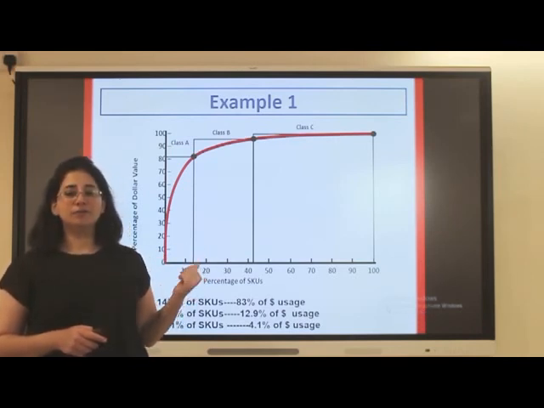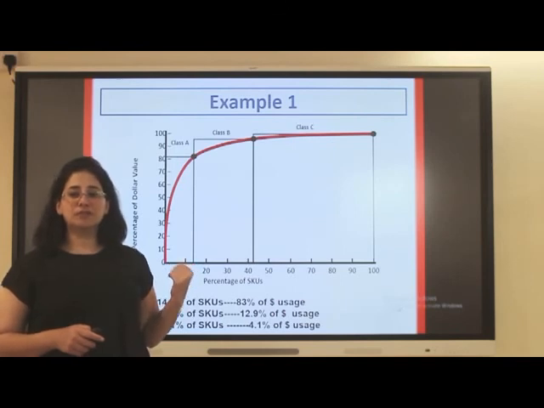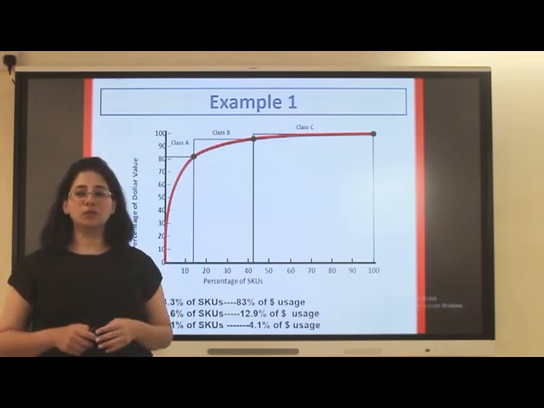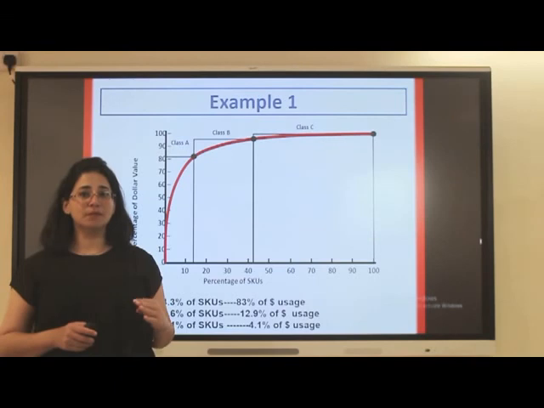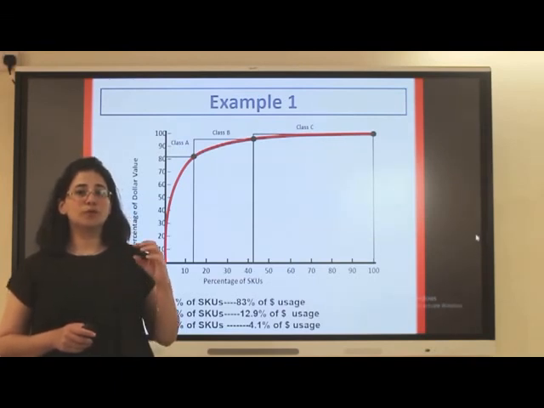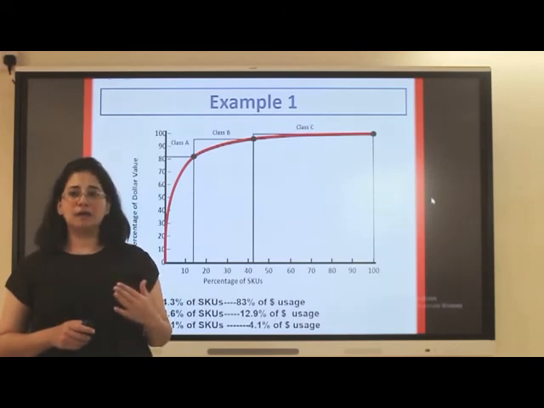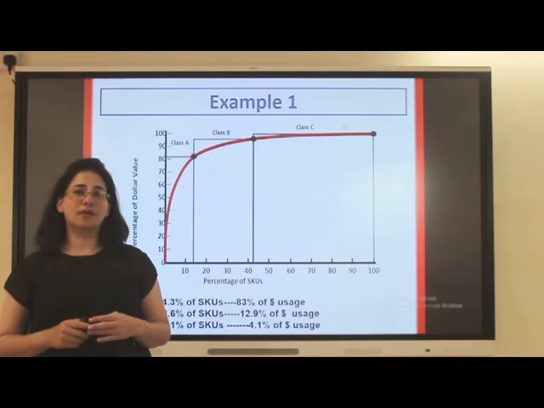Okay? Finally, for class C, 57.1% of SKUs consist of 4.1% of dollar usage. The ABC analysis is used by managers in order to focus on the most dollar-consuming SKUs, so they can place the highest control over the A class.